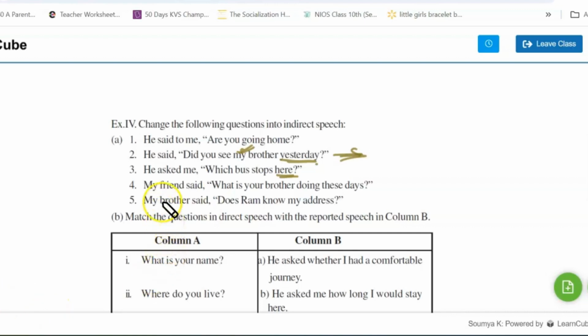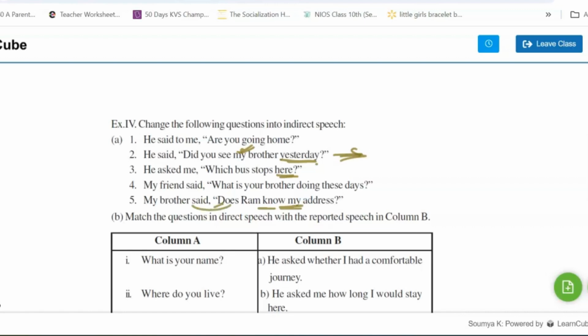Okay, next one is, my friend said, what is your brother doing these days? So it's a question, it's being asked. So we have to change it like, my friend asked me what my brother was doing those days. The question is, my brother said, does Ram know my address? So it is a question, not a statement. So it will be like, my brother asked whether Ram knew his address. Okay.